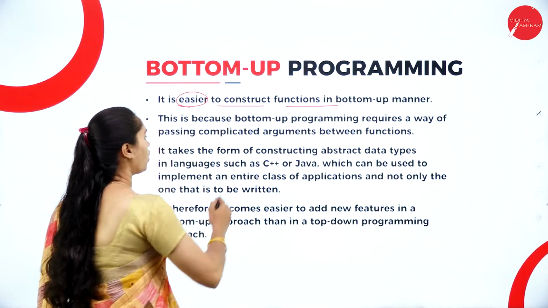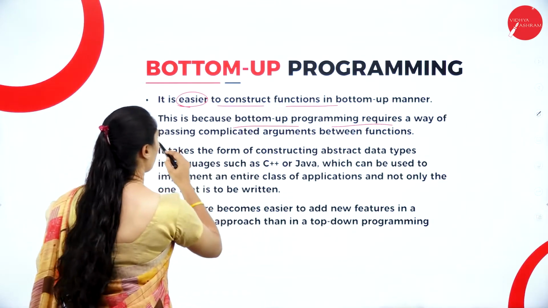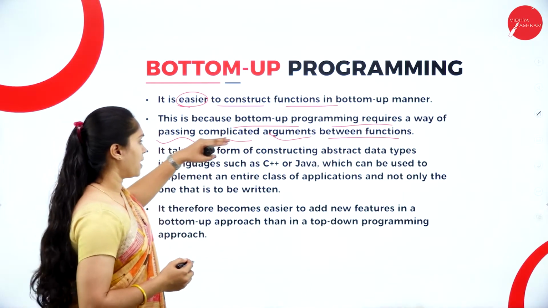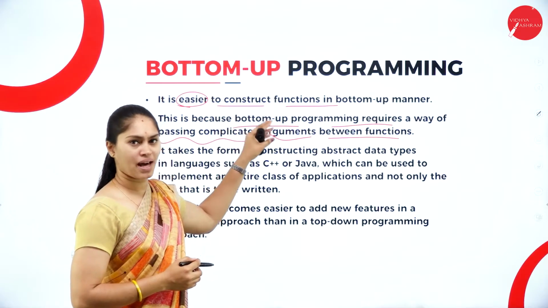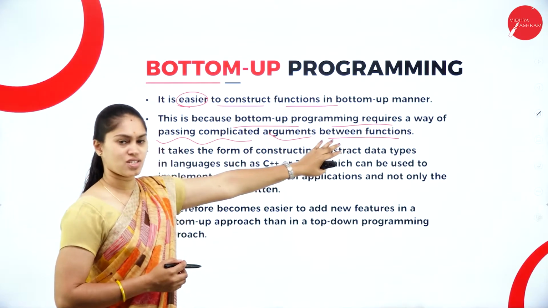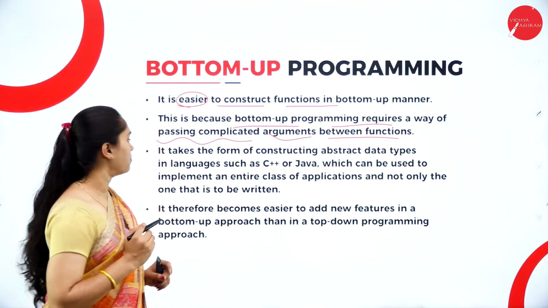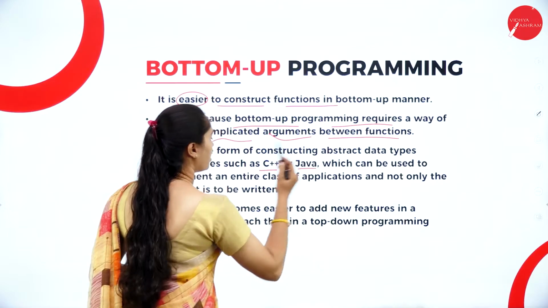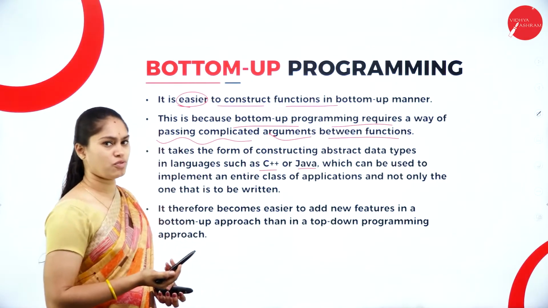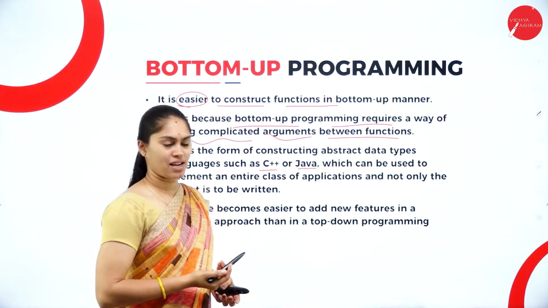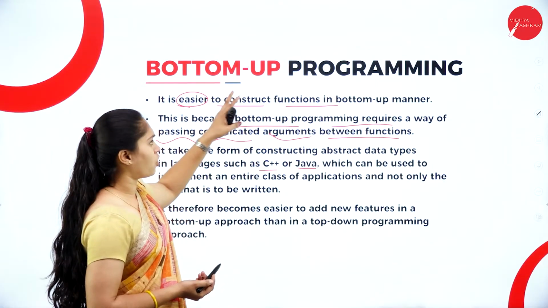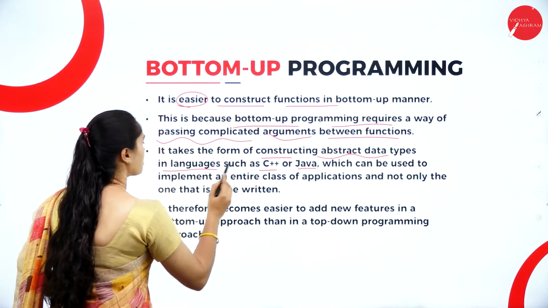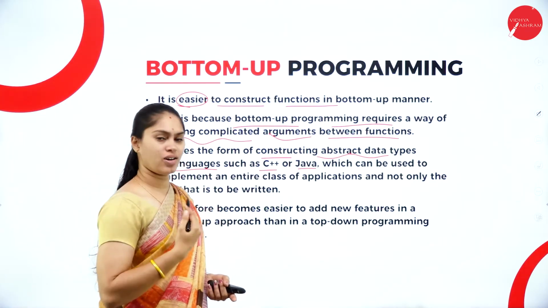And also this is because the bottom-up programming requires a way of passing complicated arguments between the functions. So here we are passing the complicated arguments or parameters between the functions by making use of this bottom-up practice of programming. And also in programming languages like C++ or Java, which are object-oriented programming languages, we can have this bottom-up programming in order to construct the abstract data types of a language called C++ or Java.